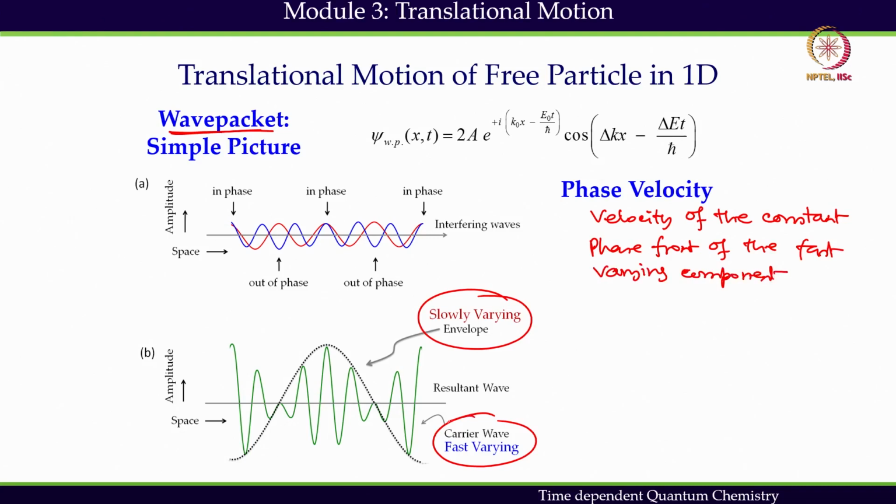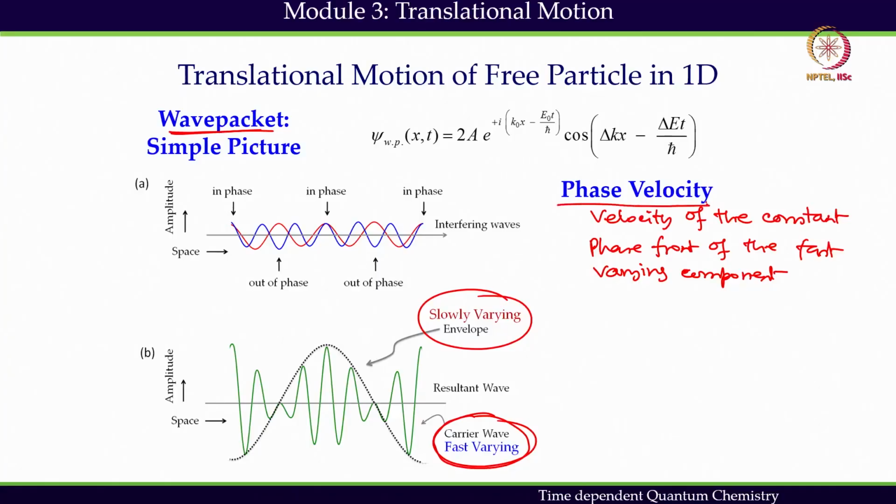So this carrier wave, every quantum particle will be represented by a wave packet, and in the wave packet I have two different components. One component is very slowly varying, another component is very fast varying. This fast varying component is called the carrier wave. The question is, what is the velocity with which the carrier wave is propagating? That is represented by the phase velocity of a wave packet, and how can I calculate that? It is just the definition, velocity of the constant phase front of the fast varying component, and the fast varying component is here.